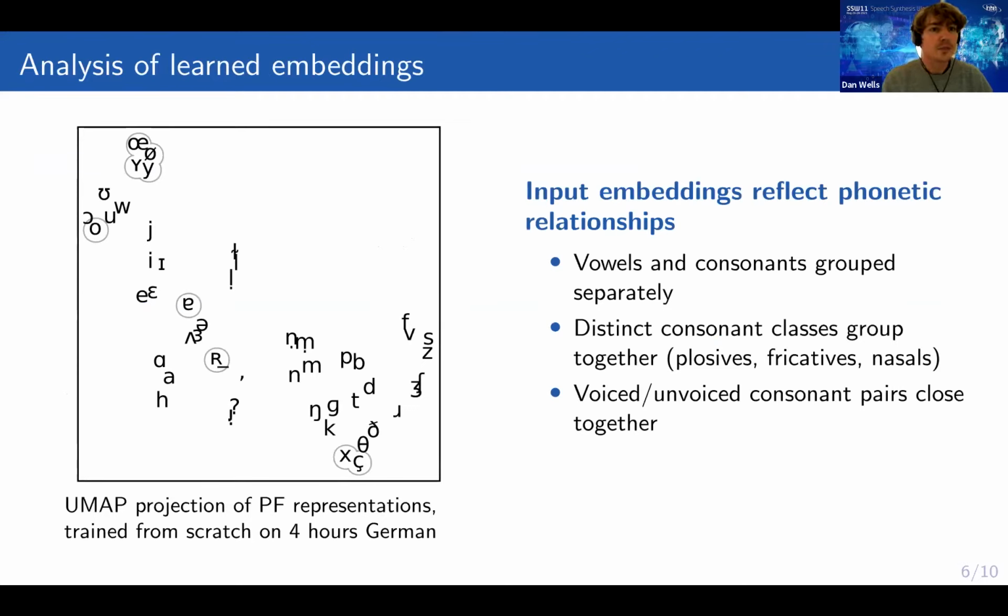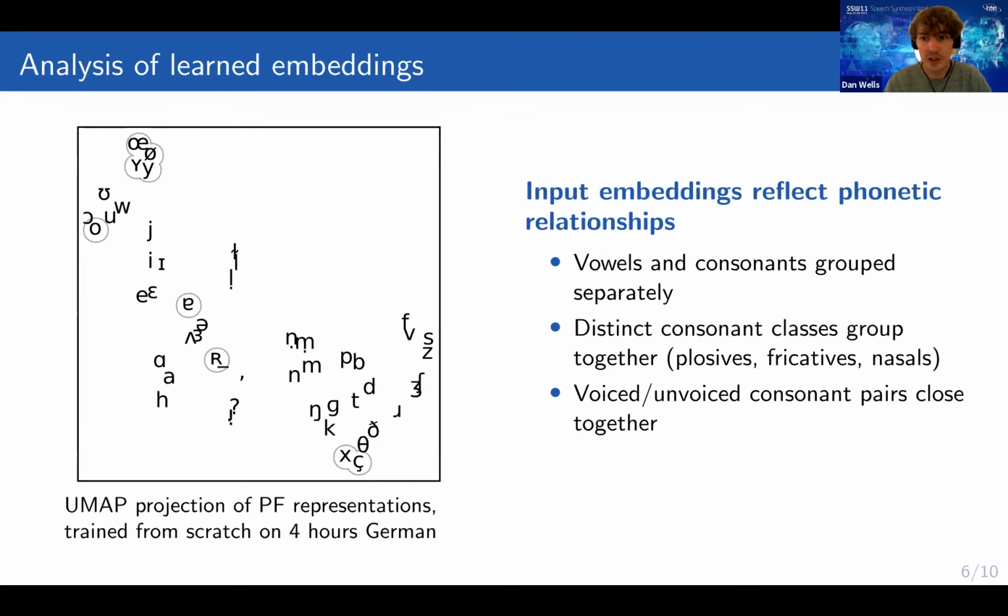Okay, so I want to start by looking at some of the representations learned by these models. So we're going to look at a few of these UMAP projections of representations pulled out of the encoder. This particular figure is showing the phoneme labels for representations learned through phonological feature inputs in the German model trained on 4 hours of data from scratch.